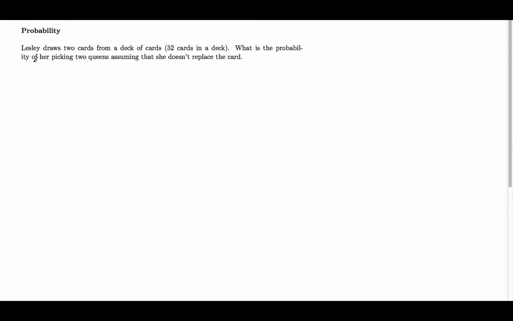For this example, we're told that Leslie draws two cards from a deck of cards, and we've been asked what is the probability that she picks two queens, assuming that she doesn't replace the card. So in a traditional deck of cards, there are 4 queens and 52 cards.